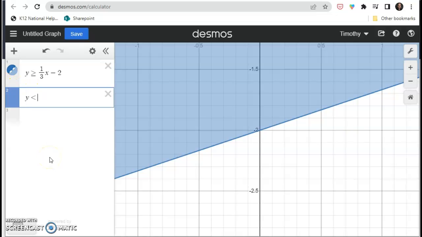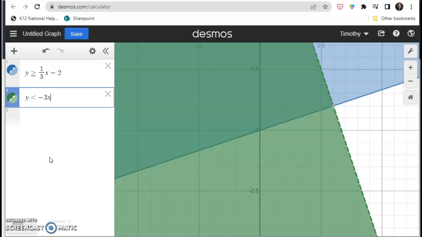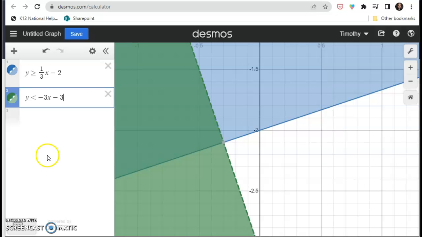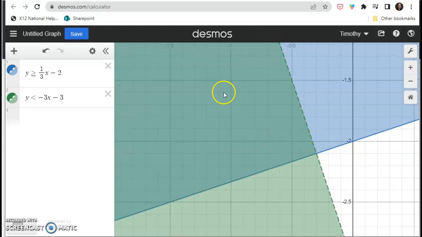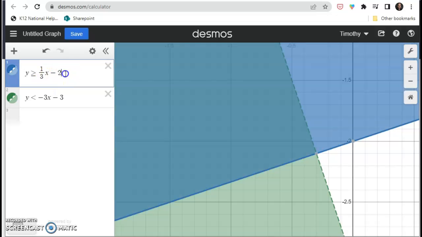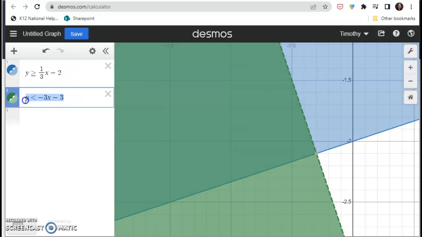How about y less than negative 3x minus 3? We're going to shade below that line. It's a dashed line, but the triangular region right here, this is where the two shadings intersect. Once again, that's the answer to this. That's the graph. That's the solution. All these points solve both inequalities at the same time.